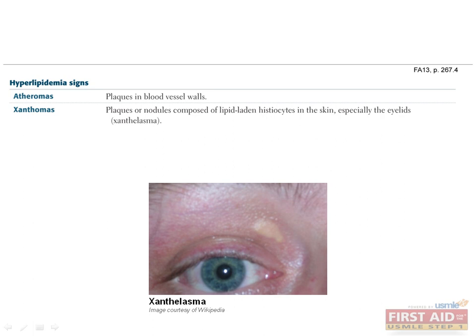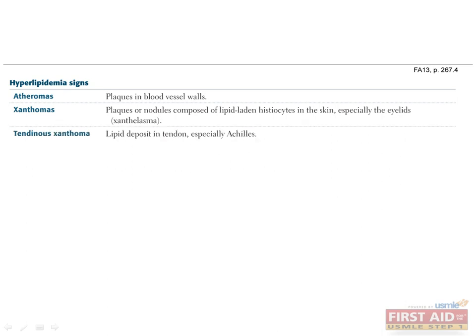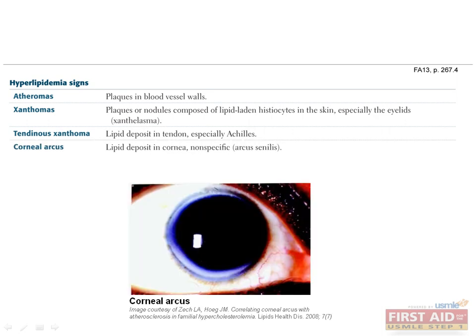In this case, you can see one here on the eyelid, and they are called xanthelasmas. And in the case of lipid deposit in the tendon, it is called a tendinous xanthoma. Finally, if lipids are deposited in the cornea, they can make an arc shape around the cornea known as corneal arcus. Corneal arcus can be seen here in the picture with the light blue ring.